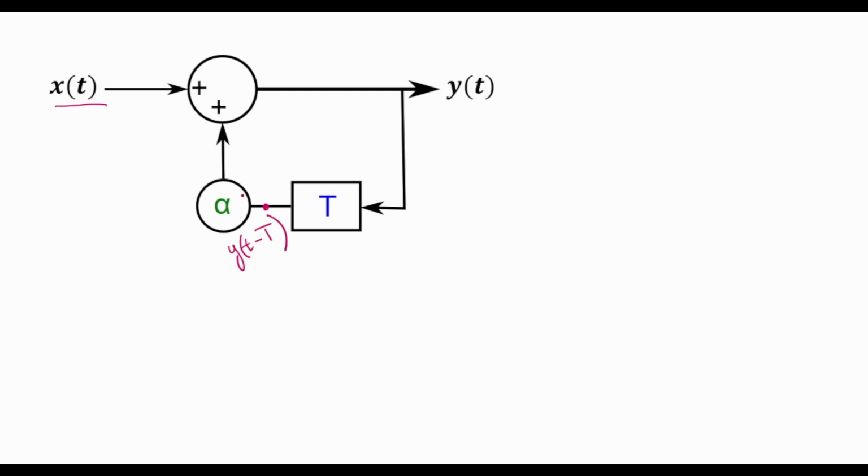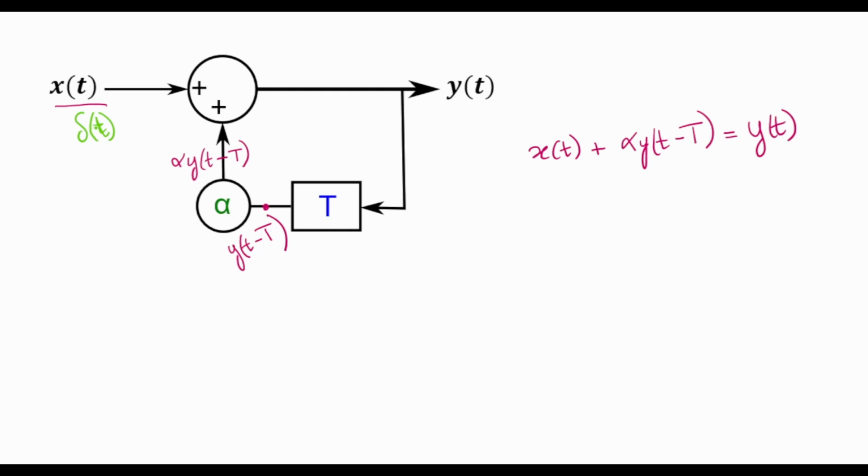Then this is multiplied with alpha. So I get alpha times y of t minus T here, and then this is added with the input. So the total equation then becomes x of t plus alpha times y of t minus T is equal to y of t.